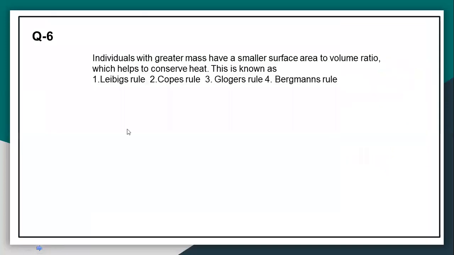Individuals with greater mass have a smaller surface area to volume ratio, which helps to conserve heat. This is known as: individuals with greater mass have a smaller surface area to volume ratio. We know that these are known as Bergmann's rule, right?